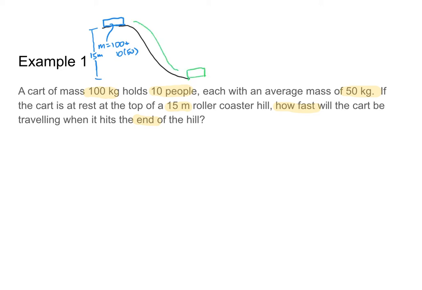At the bottom of the hill, the mass will be the same, so it'll still be 100 plus 10 times 50 kilograms, but its height will be 0. So what we want to do is figure out how fast the car will be traveling when it hits the end of the hill. So here's what we know.